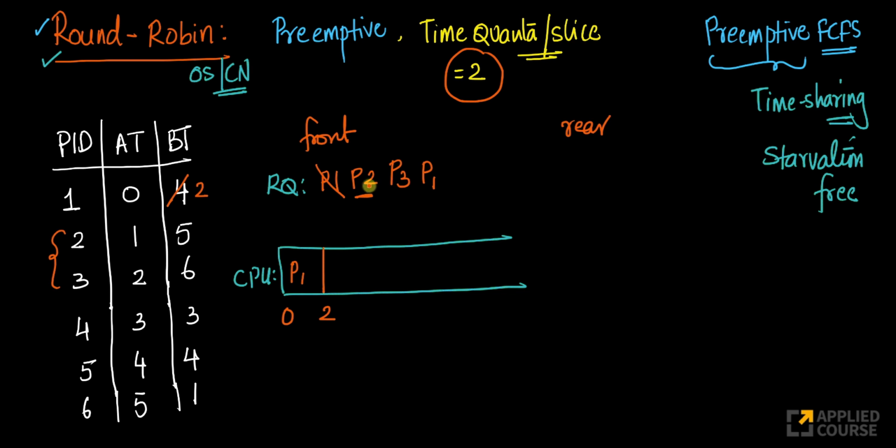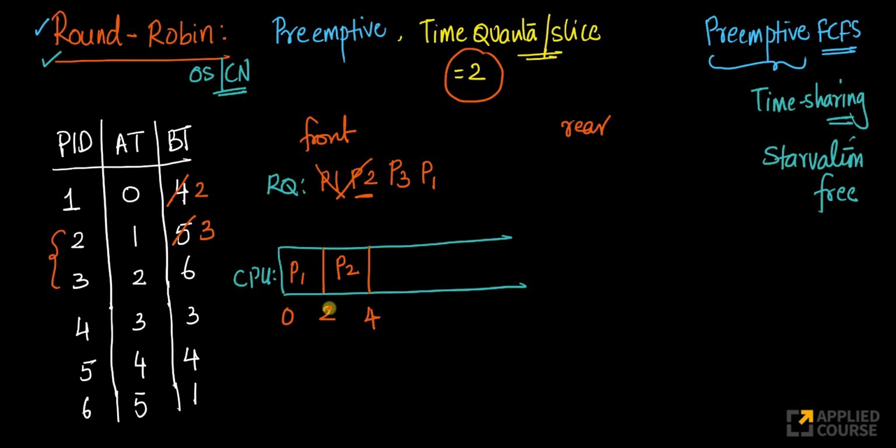So now I have my P2 which I'll process. P2 gets scheduled for 2 seconds, which means my total time is now 4 seconds. So 3 more seconds of burst time are still left. We remove P2 from the queue and schedule it, right?